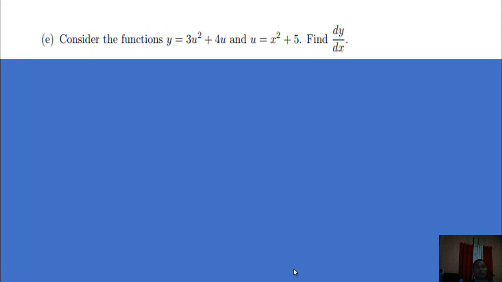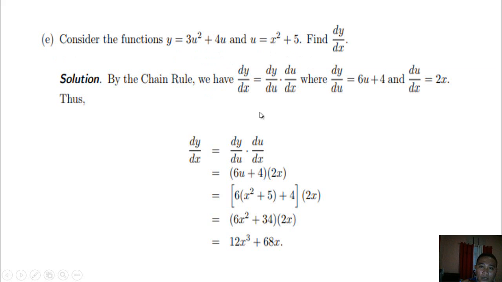Next, consider the function y equals 3u squared plus 4u and u equals x squared plus 5. So, it means, itong dito, this is a composition of function. Find dy dx. So, ito ay mas easier. Bakit? Kasi ang y ay naka in terms of u, ang u naka in terms of x. So, pwede natin gamit yung dy dx is equals dy du times du dx. Ang ibig sabihin nun, kukunin natin ang dy in terms of u, which is 6u plus 4. Yan siya. Derivative ng u in terms of x, which is 2x. And then, gagamitin na natin ito. What is dy du?